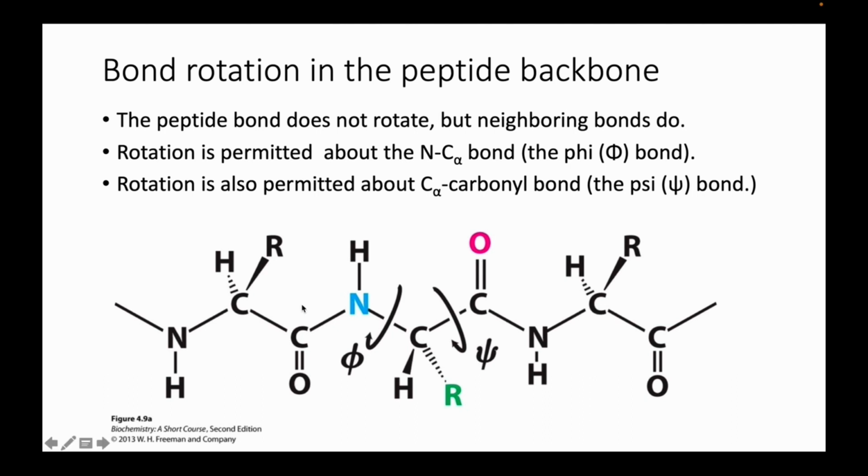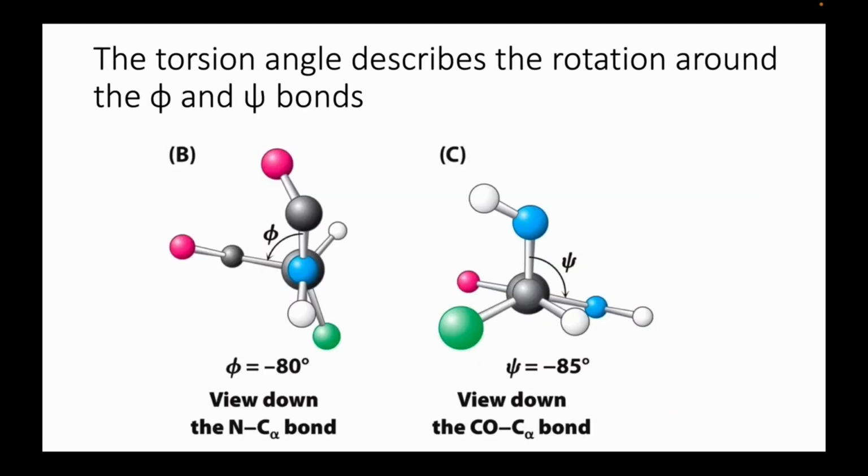do rotate. So we could also draw those as the bonds here and here on either side of the alpha carbon. So rotation is permitted around that bond between the alpha carbon and the nitrogen in the peptide bond. So that's called the phi angle, or the phi bond. And then rotation is also permitted between the alpha carbon and the carbonyl carbon, and we're going to call that the psi bond, and rotation around that will be called the psi angle. So those are the Greek letters phi and psi. They describe rotation around this bond and this bond. Another word for this is torsion angle, which describes the rotation around the phi and psi bonds.